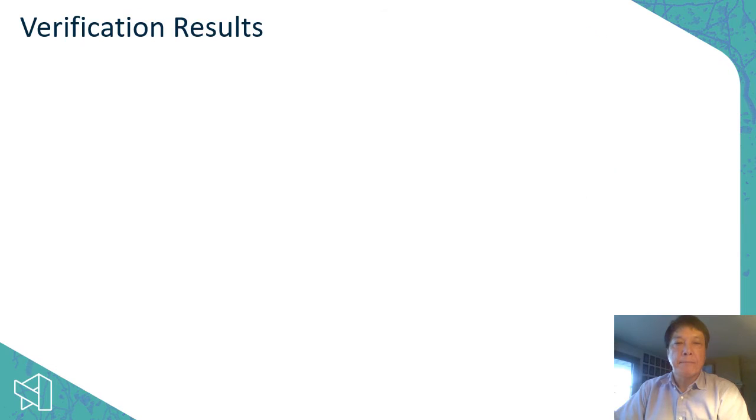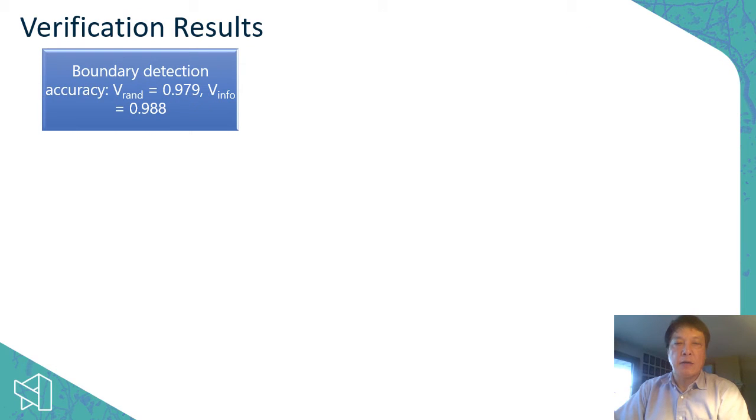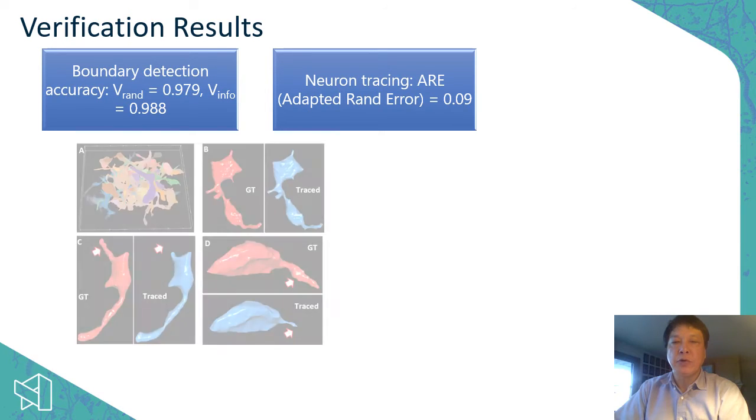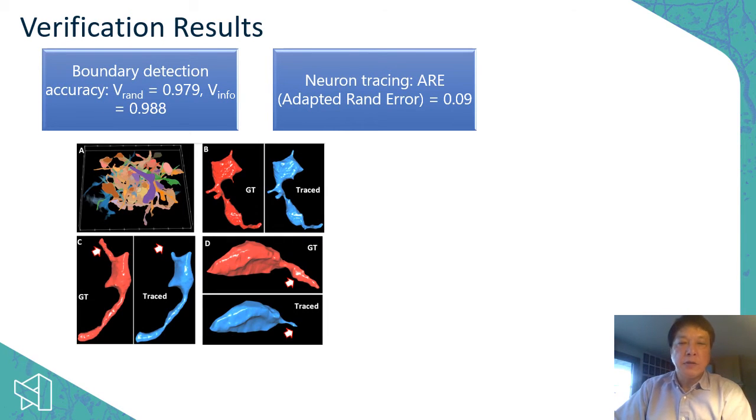registration. We verify the results using the standard metrics, the Rand score, and the information theoretic score. And also we use the adapted Rand error for the neuron tracing measurement. This just shows some results.